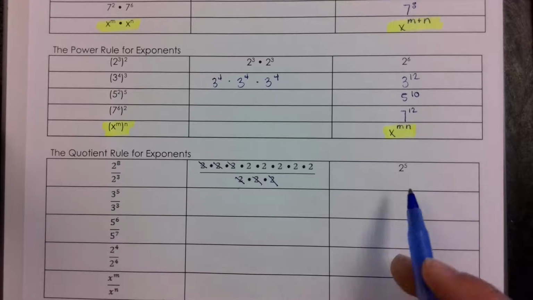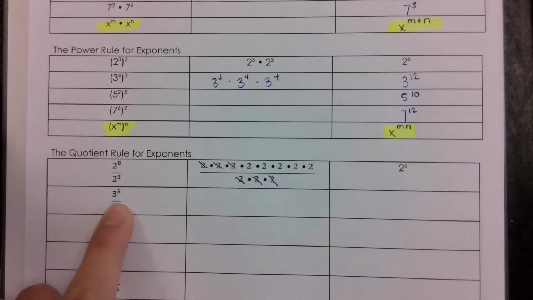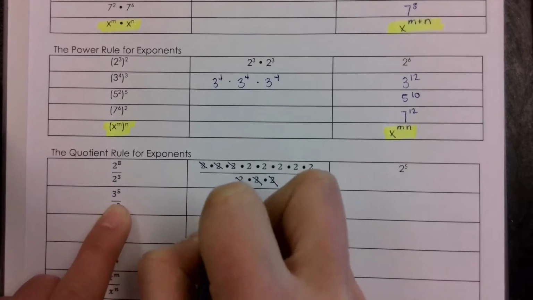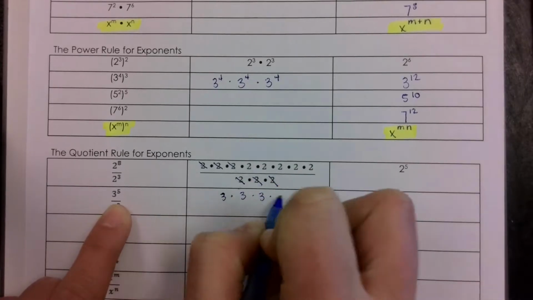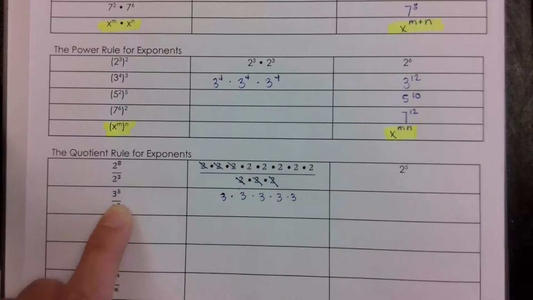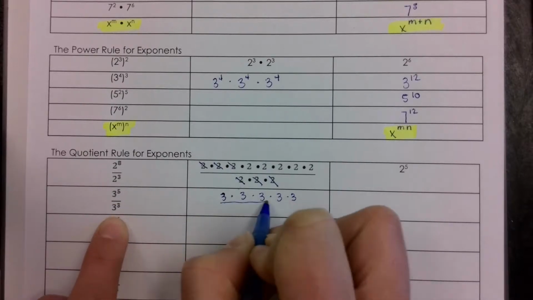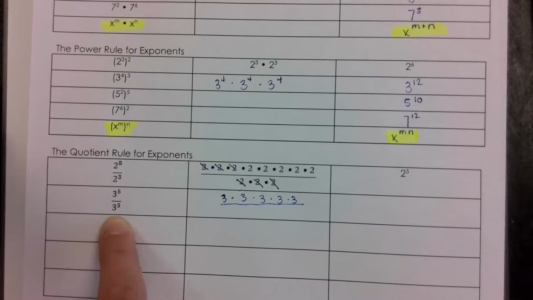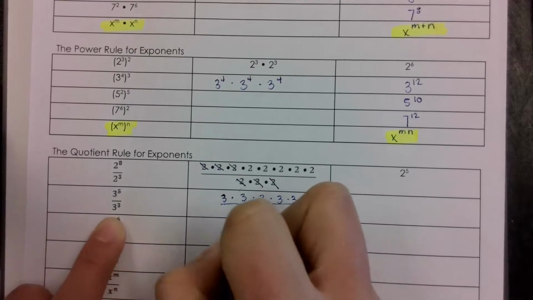So you've got 3 to the 5th on top. So how many times are we going to write that out? 5 times. So 3 times 3 times 3 times 3 times 3. And then on the bottom, what do we have? 3 to the 3rd. How many times do you write 3 out this time? 3 times. So 1, 2, 3.